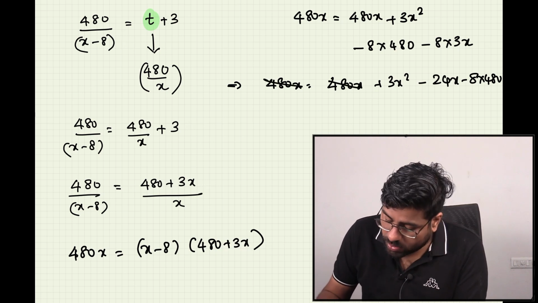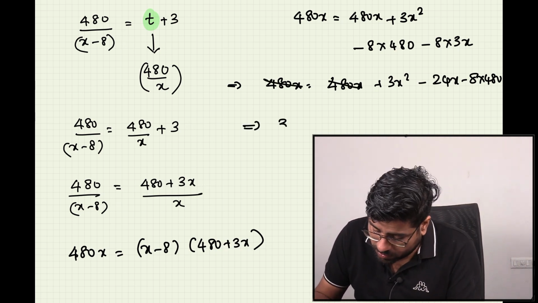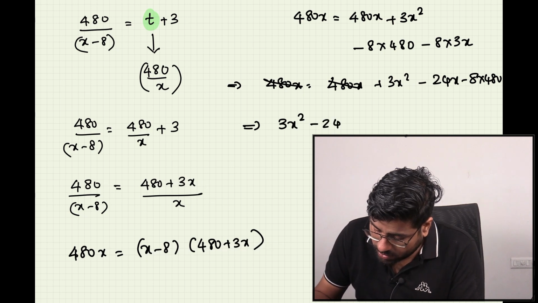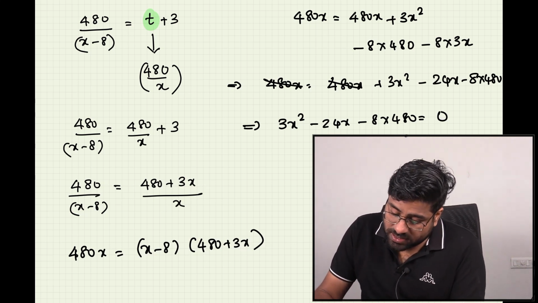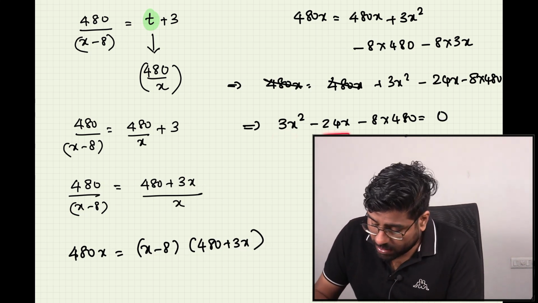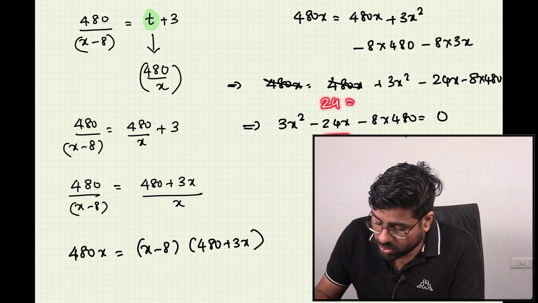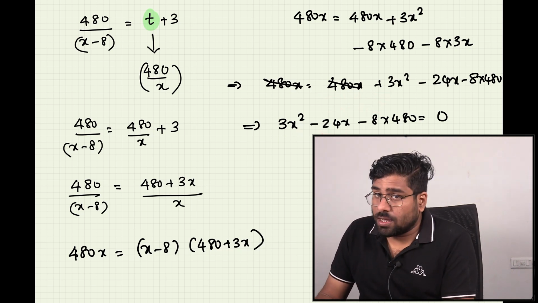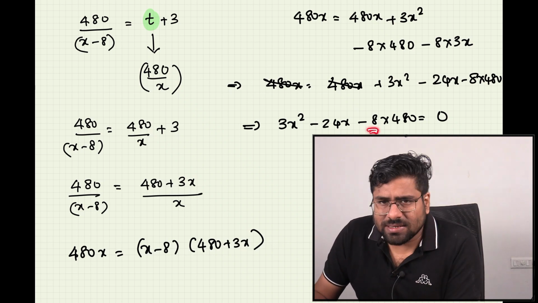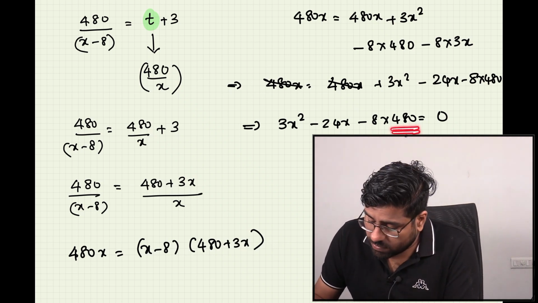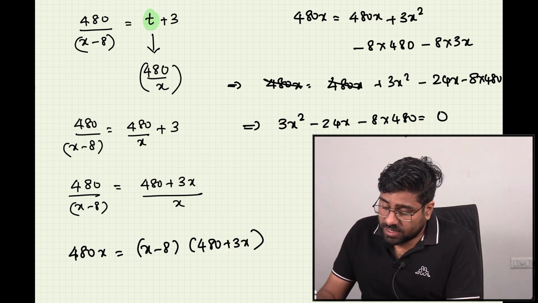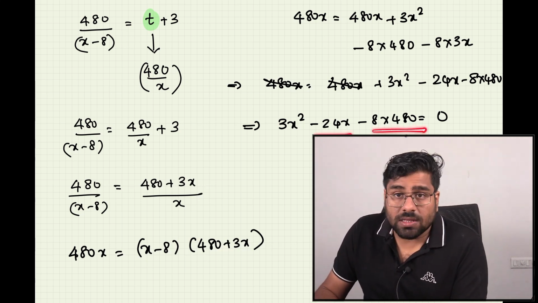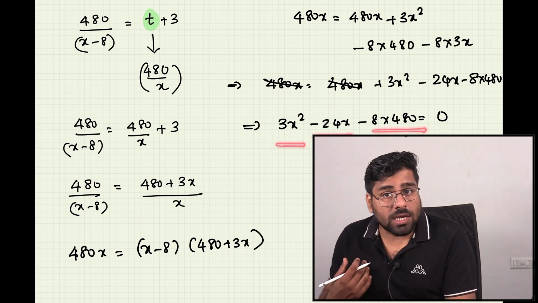I can see that these two will get cancelled. So my expression is going to be 3x square minus 24x minus 8 into 480 is equal to 0. Now I can see that I'm having a 3 here. I'm having 24, which is equal to 8 into 3. That means that I can again take a 3 common from here. Here 8 is standardized, so I cannot take anything, but 480 can be written as 3 into 160. So I can see that I am having a 3 here, a 3 here, and a 3 here, so I can take a 3 common outside.